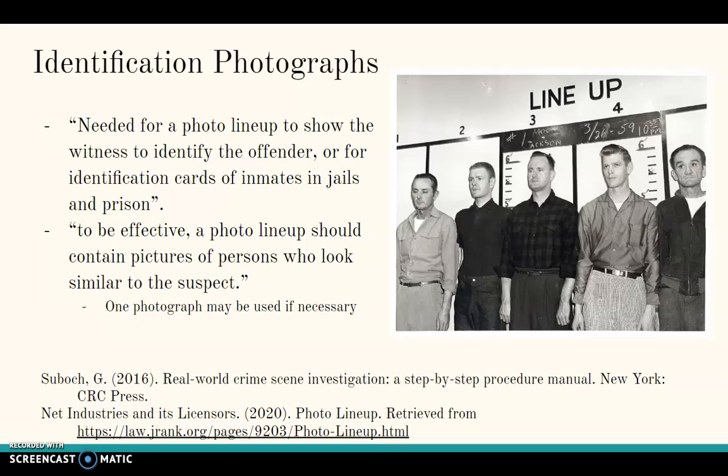In some cases, one photograph is necessary. This is for violent cases where they really need to pick up the pace in terms of identifying the offender so they can get a move on arresting him and going through the booking process.